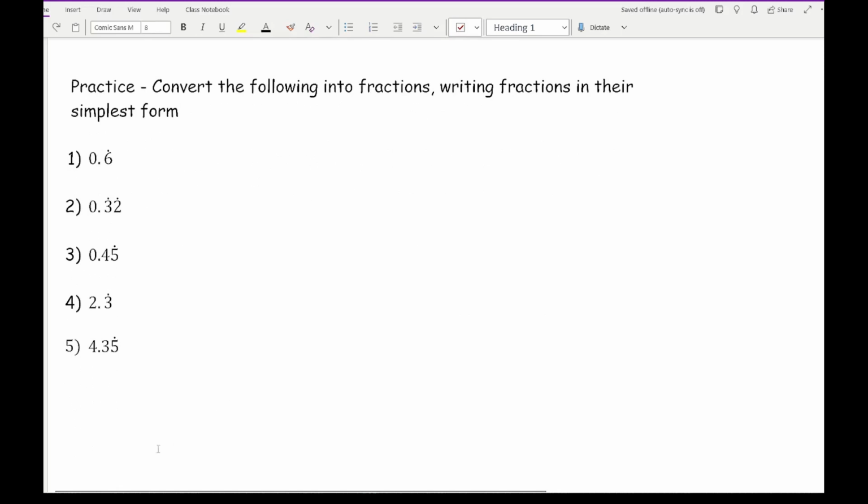Now before we get started, you may want to practice converting the following decimals. So if you want to pause the video to have an attempt at working these out, you can do so right now, and let's have a look at what answers you should have.